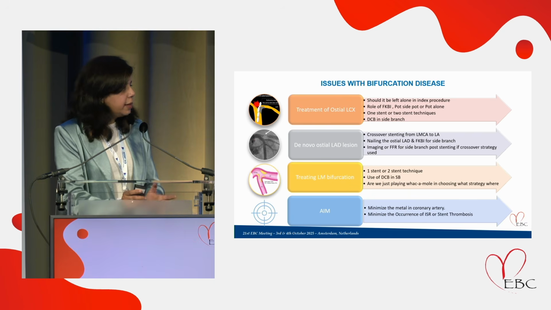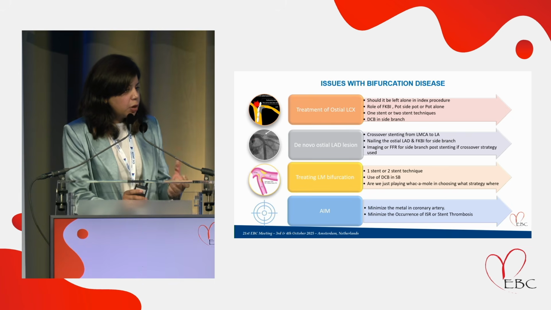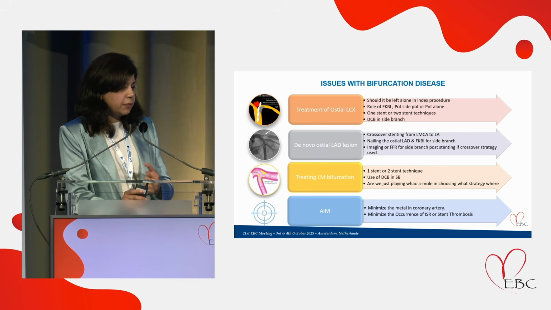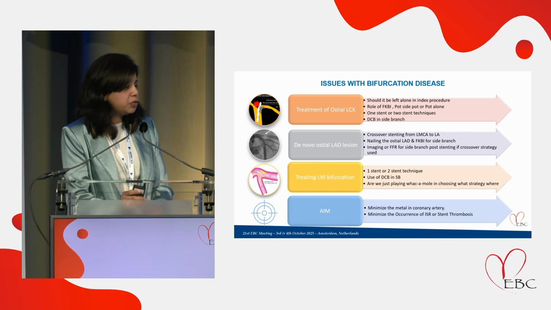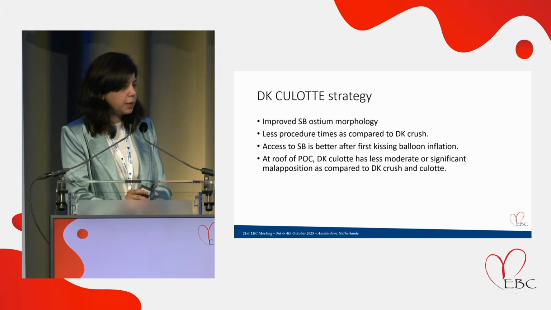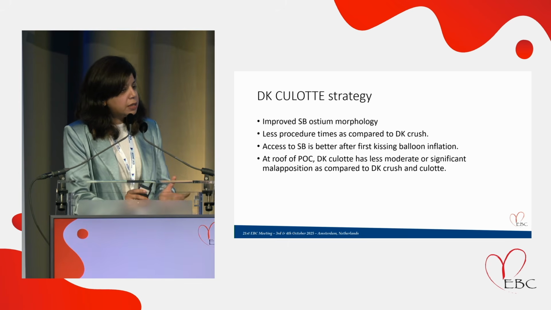Plus, the use of DCB has really improved the geometry and the flow dynamics of the vessel, and probably prevents the use of a metal layer in the vessel. That may prevent the development of in-stent restenosis or target lesion revascularization in the future. Something about the DK Culotte strategy. So there are certain advantages of it.